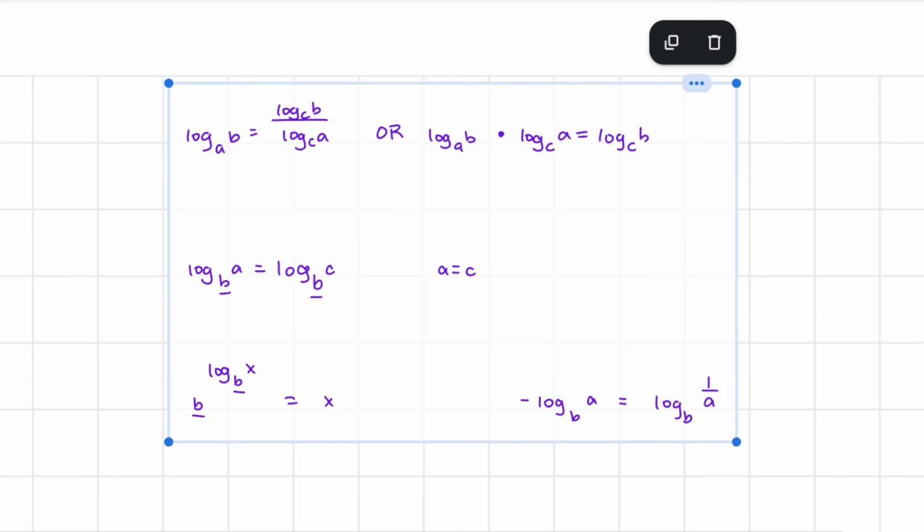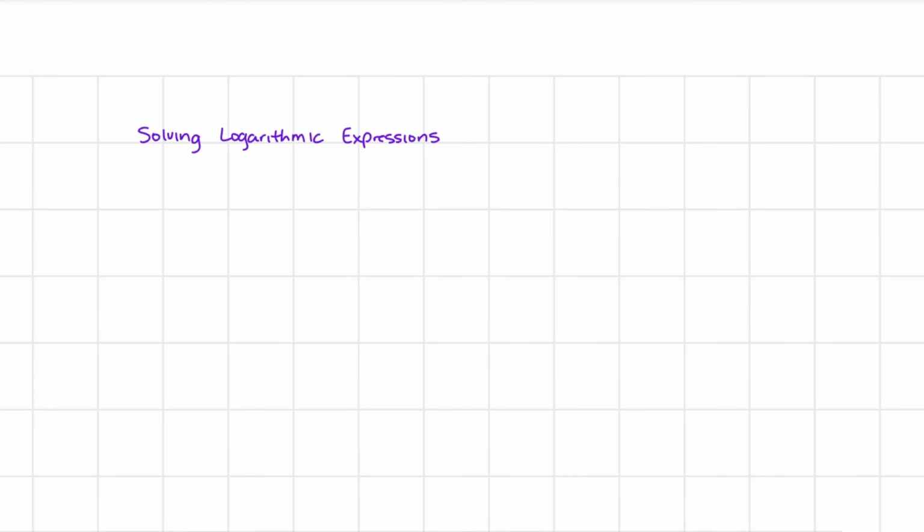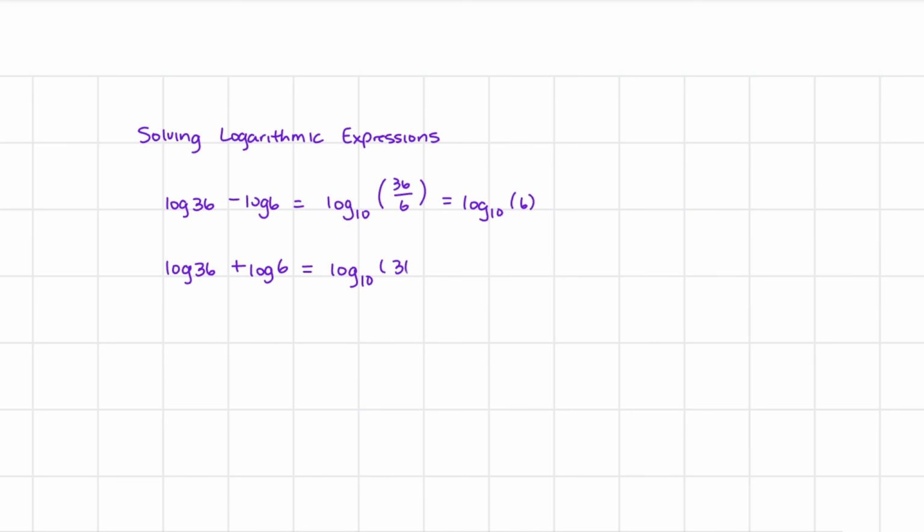Now let's do some practice with solving logarithmic expressions. If you had log 36 minus log 6, let's apply the rules that we learned. This would be log base 10 of 36 over 6, and that's equal to log base 10 of 6. What if you had log 36 plus log 6? Then you have log base 10 of 36 times 6, and that's equal to log base 10 of 216. If we want to simplify this further, we know that 216 is 6 to the power of 3, so this becomes 3 times log base 10 of 6.